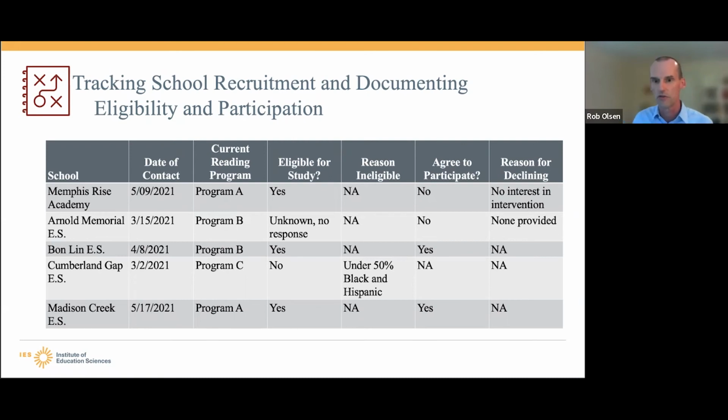So this example just shows you a range of possibilities that you're going to face in recruiting schools and provides a bit of a template for trying to track all that information and document it so you can report selected pieces of that information as part of your study. Next slide, please.